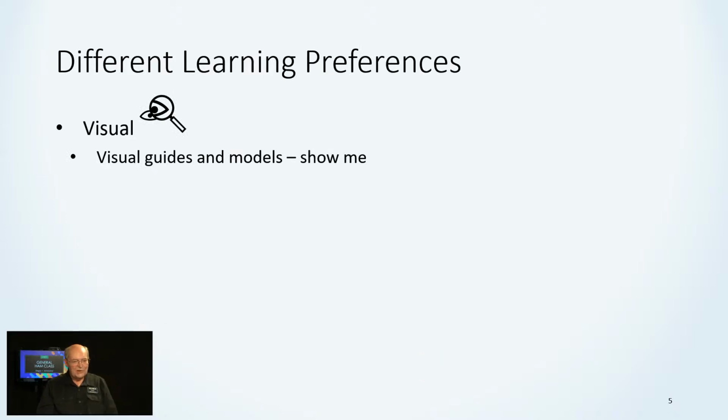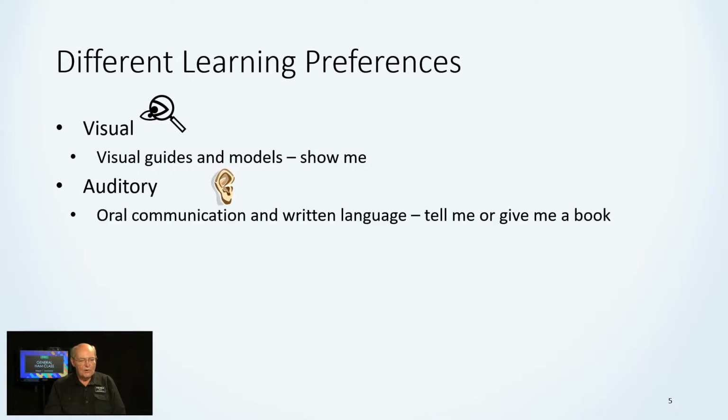So let's talk about some learning preferences now. You may have seen some of this in the past. There's 3 types that I'll talk about. There's the visual learner. Visual guides and models show me. That's my wife. She wants to see it on a blackboard. Have somebody walk through it with her preferred learning style. Then auditory. This is oral communication and written language. And this is me. If you give me a book, I'll go study it and I'll figure it out from there. And as we're going through these, see where you think you fit. Then kinesthetic, a big word, just means learn best by doing.